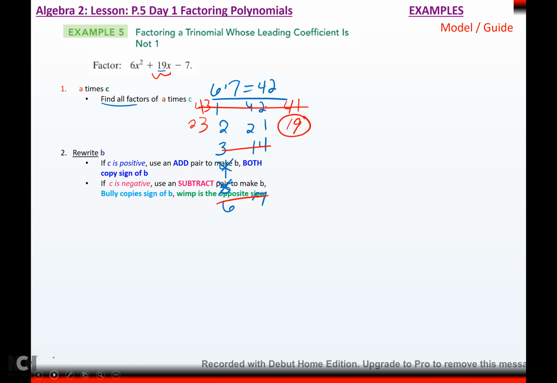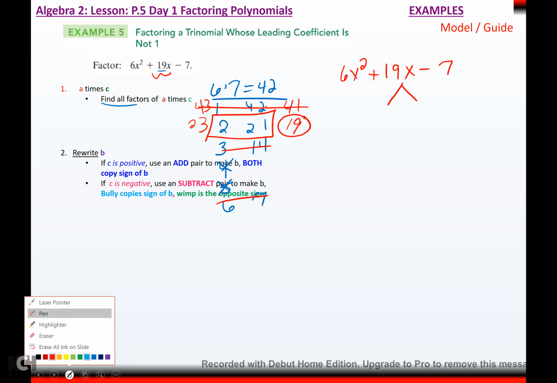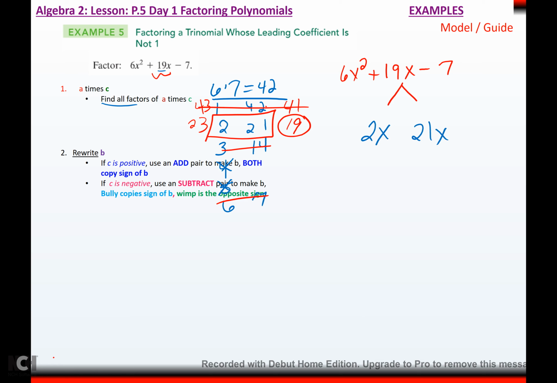It's my next step. So I'm going to have 6x squared, well, the original, and thus 19x minus 7. I need to split this. I need to rewrite it using a 2 and 21. So I'm going to write 2x, 21x, and I'm going to check to see if C is positive or if C is negative. C is negative, which means only the bully, Big Bad 21, gets to be just like B. So he's going to take the positive, which means 2 has to take the negative. First and last drop, I have 6x squared on the front, minus 7 on the end.